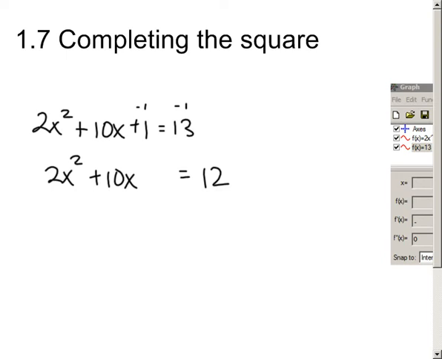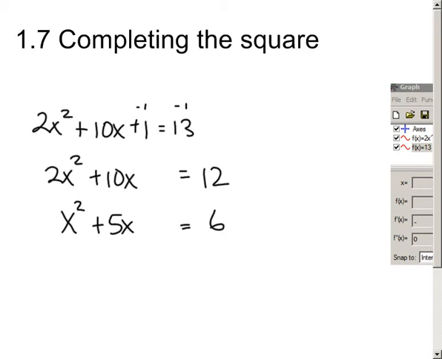And it's not unknown that we would have a simplification at this point, which I do. Every term is divisible by 2. So I'm going to divide both sides by 2 and make my life a little easier. So I get x squared plus 5x equals 6.